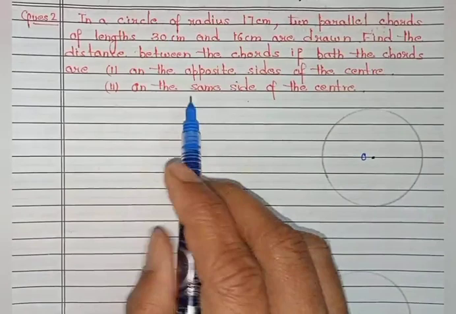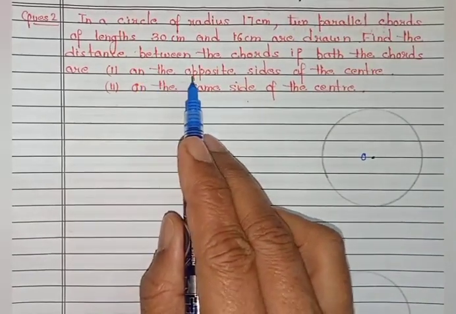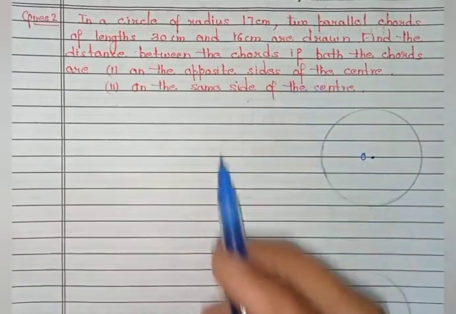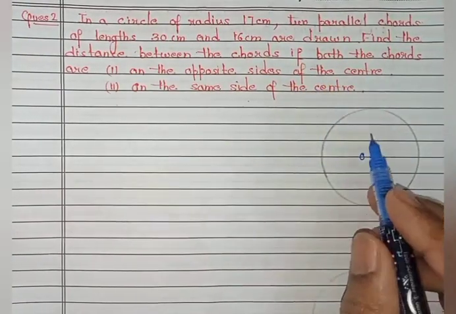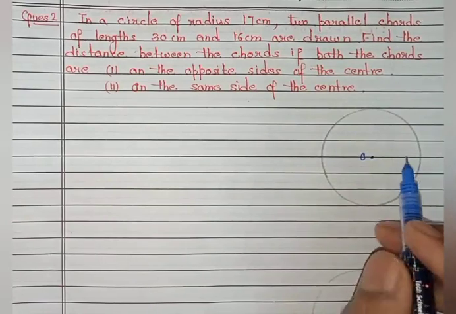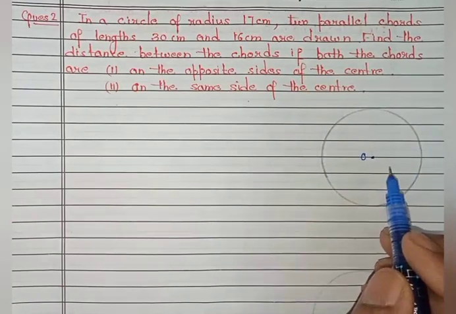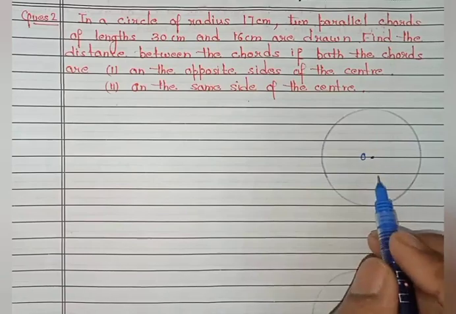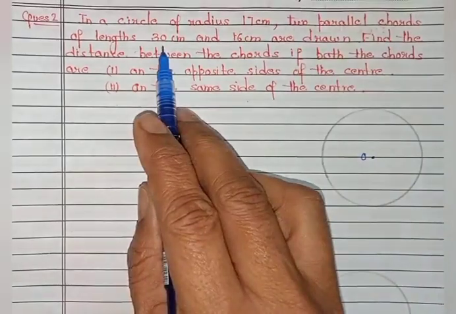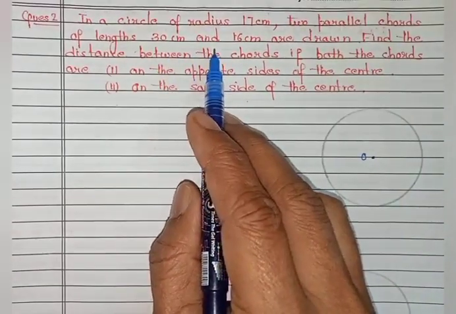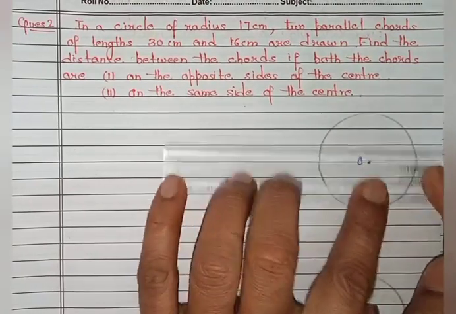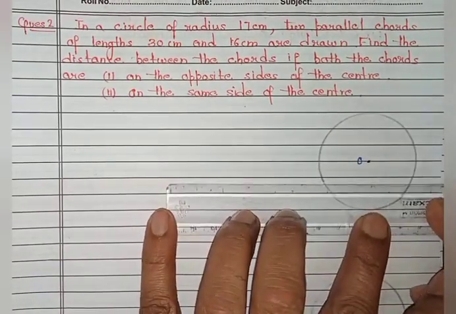Now we have to draw two chords, and in case 1, the two chords are to be drawn on the opposite side of the center. Now remember, when we are drawing two chords in a circle, the chord which is greater in length will be close to the center, and the one which is smaller in length will be far from the center. So two chords, one is 30, one is 16. These two chords are to be drawn in this circle. So let us draw the chord of 30 centimeter.